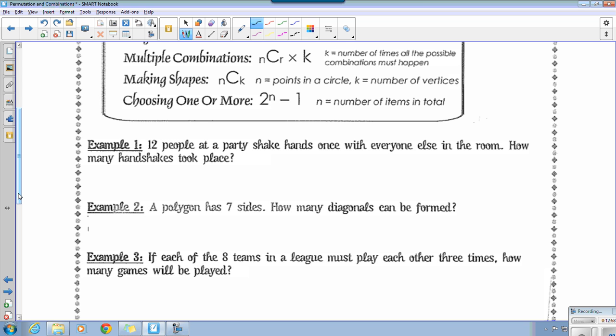12 people at a party. Shake hands once with everybody else in the room. How many handshakes can take place? We don't care how they're shaking hands or the order. So there's 12 people. How many does it take to shake hands? 2. So 12 choose 2. 66 different ways these people can shake hands with each other.